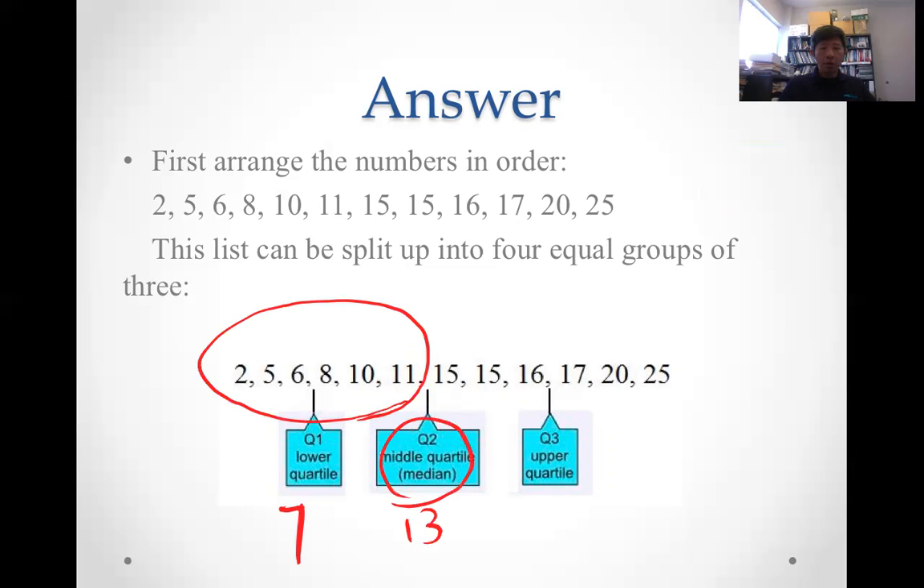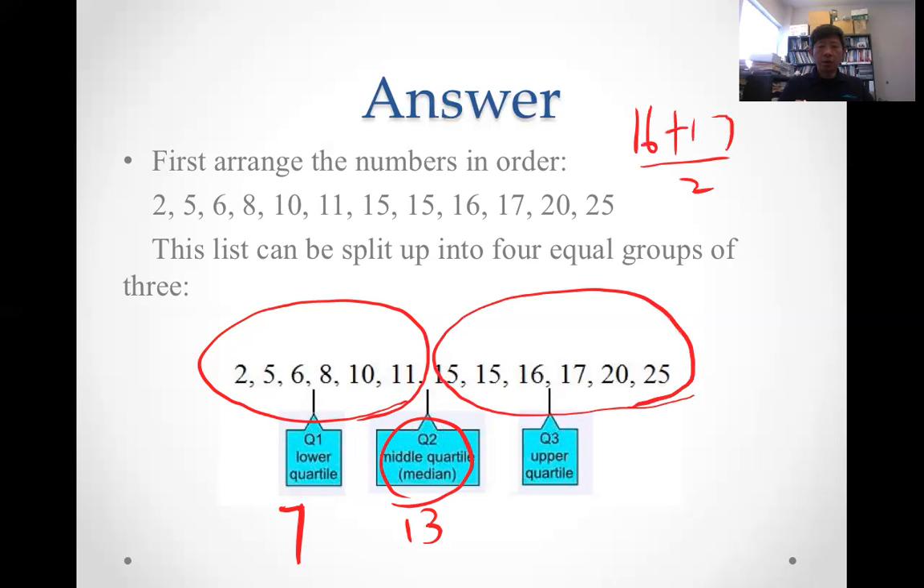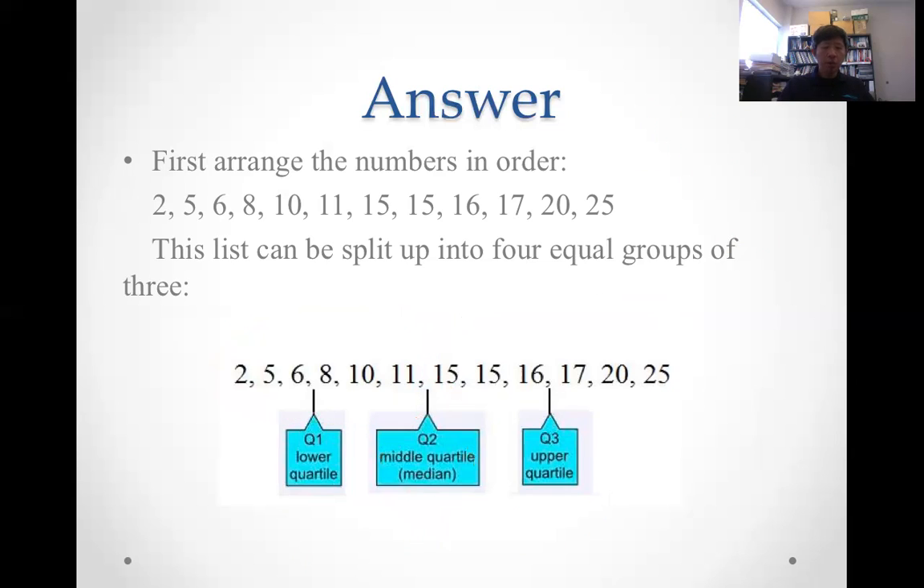Now what about Q3? How do we find Q3? Q3 is another group of this. We'll find another middle number of this. So 16 and 17. Now let's take 16 plus 17 divided by 2. So therefore, we got 16.5, okay, 16.5. So 16.5 will be Q3, right? Does it make sense to you for Q1, Q2, and Q3?